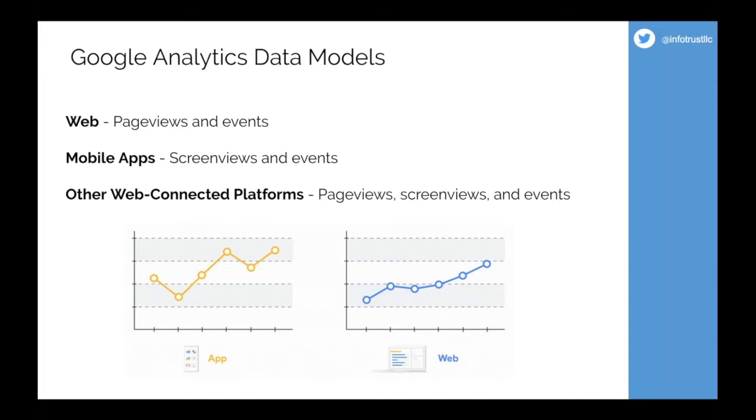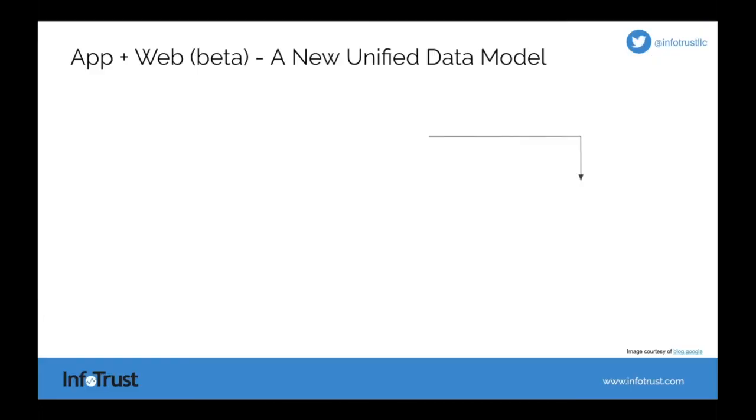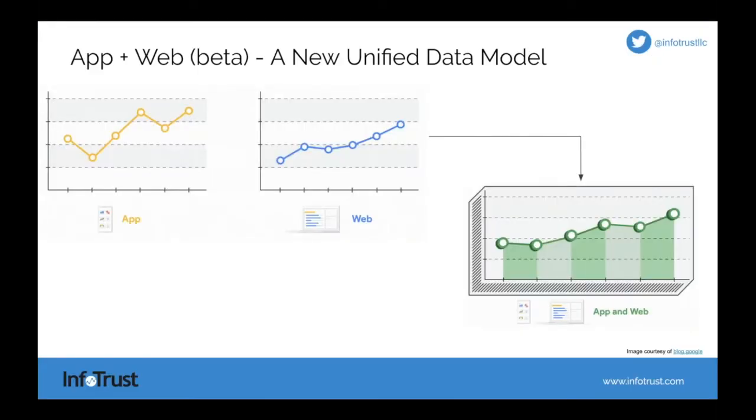So really the culmination of that is this new app plus web property. And so you'll notice I put beta in parentheses as many times as possible. I'll have a caveat slide in here to go over why we're making that so apparent, but I did want to talk about from a high level what app plus web is.